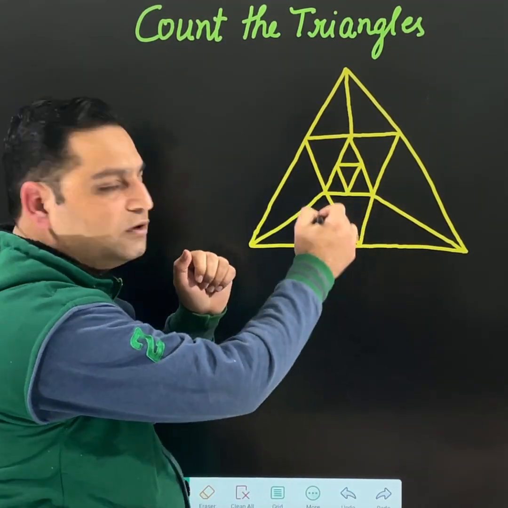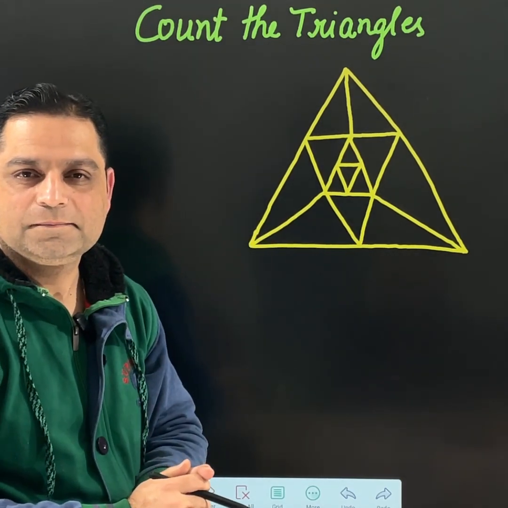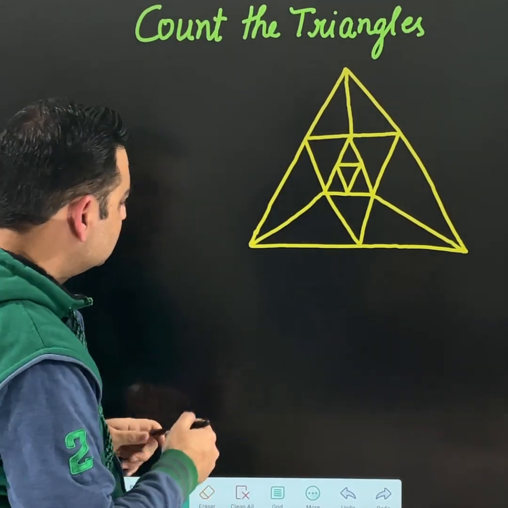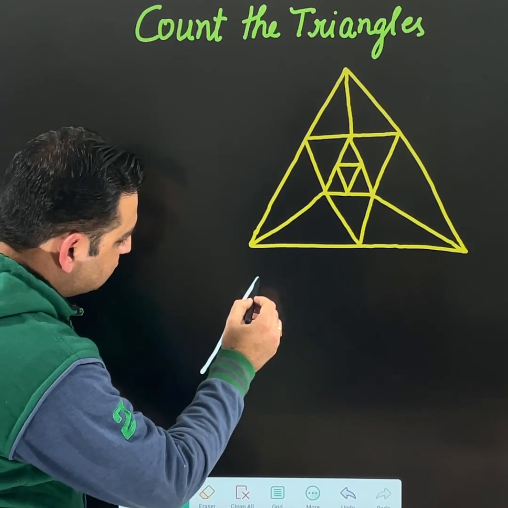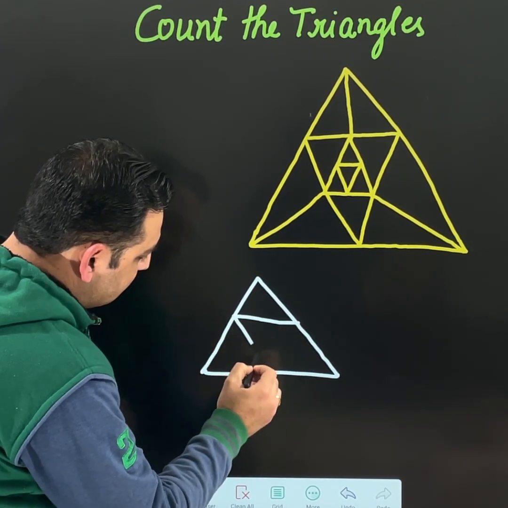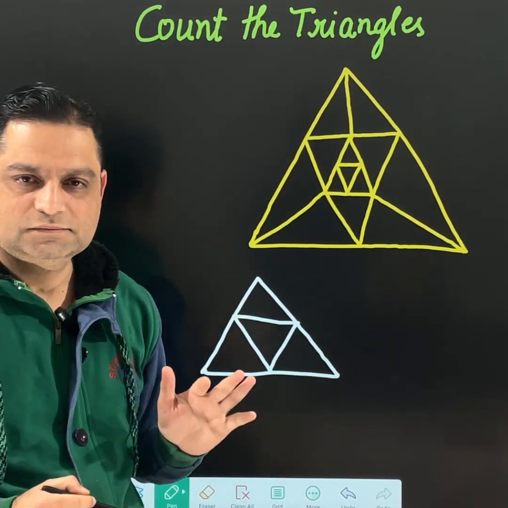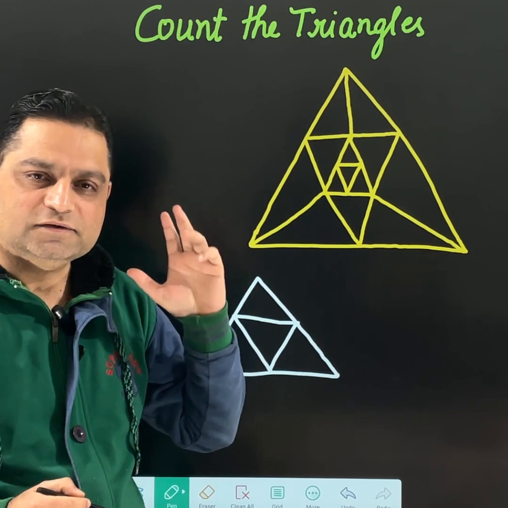bigger triangle, then smaller triangle within a triangle. This kind of concept is there first of all. So I'm going to just show you. Let's suppose this is a triangle having one another triangle in between. Counting is easy now. We will learn it by analysis.